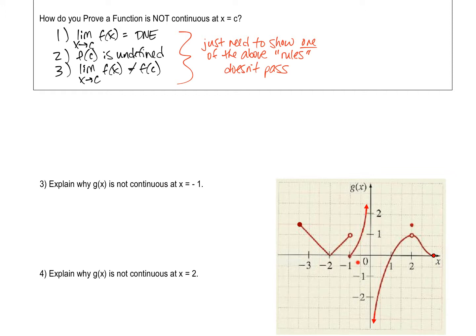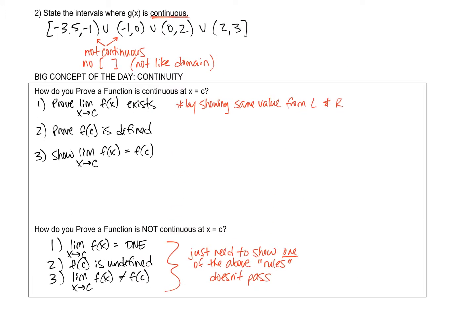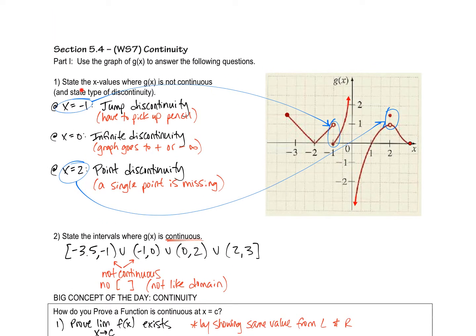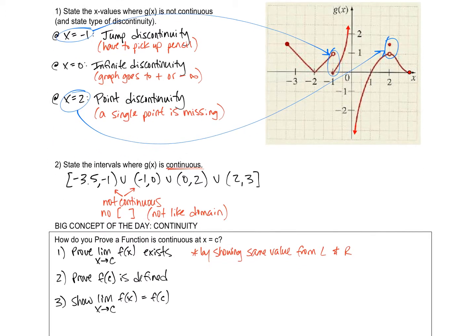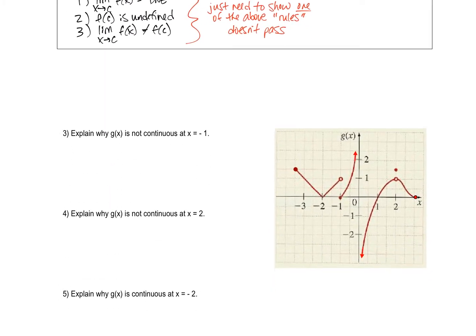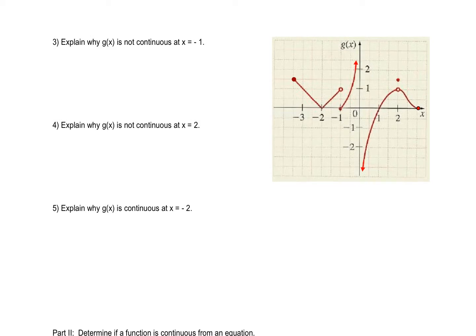Here's -1. Can you first of all define what type of discontinuity this is? From way up here, what does it look like? X equals -1. Oh, it's the same graph. I did that on purpose. This is our jump discontinuity.